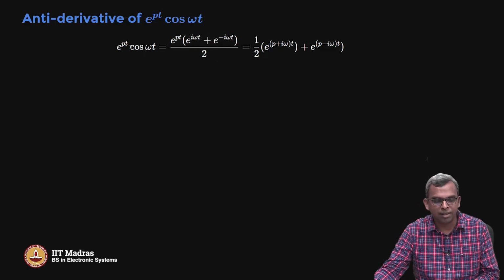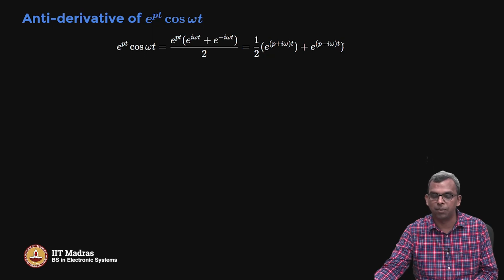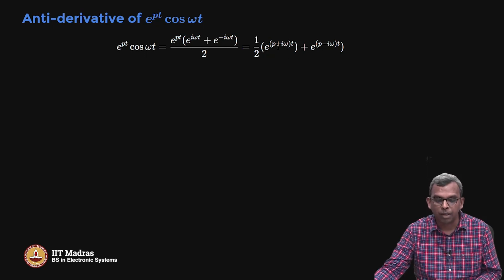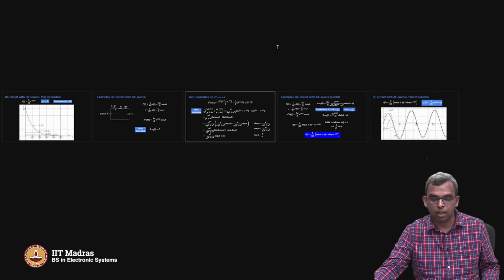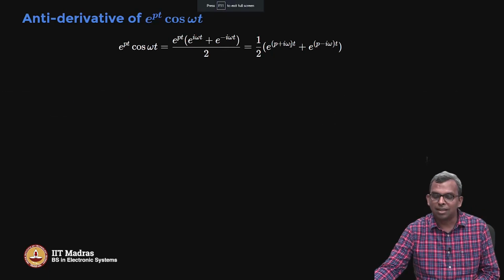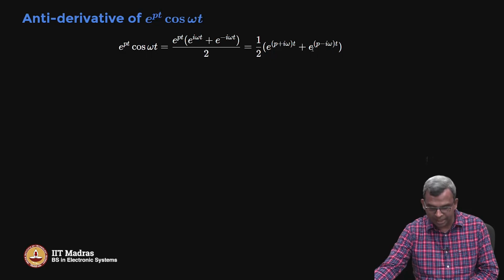Okay, so here is cos omega t equals e power i omega t plus e power minus i omega t by 2. Now I can multiply through, I'll get half e power p plus i omega times t plus e power p minus i omega times t. Okay, now I can do an antiderivative. I can do a complex antiderivative. It's just a complex exponential integral. So this is just a sum of two exponentials, and we can do an antiderivative for this, right?